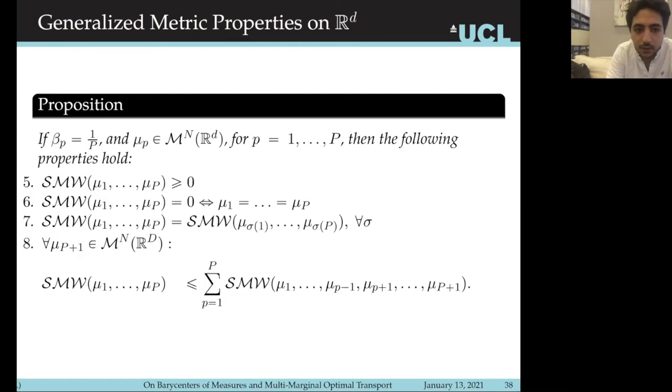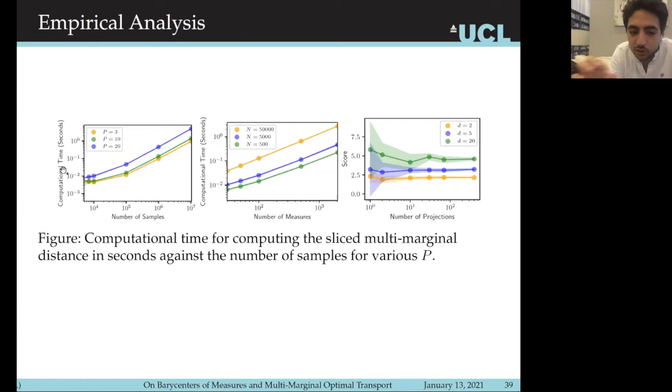And first we'll do a quick empirical analysis just to show the massive scalability of the distance. So we deal with problems where we have, for example, even 20 measures, and here 10 million samples. Computing the slice multi-marginal Wasserstein squared with 10 million samples and 20 measures takes only roughly 8 seconds. So that's really fast, by comparison with previous approaches, which dealt with 3-4 measures and hundreds of samples, and which would take much more time.